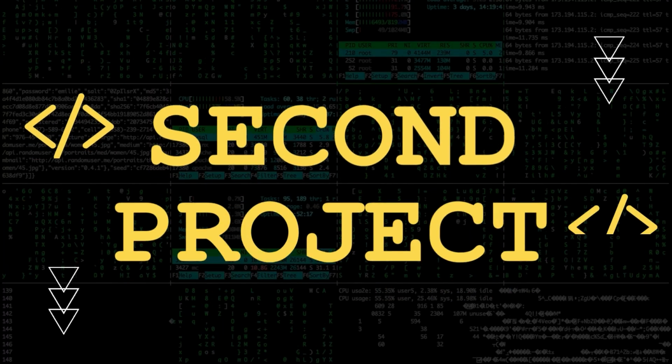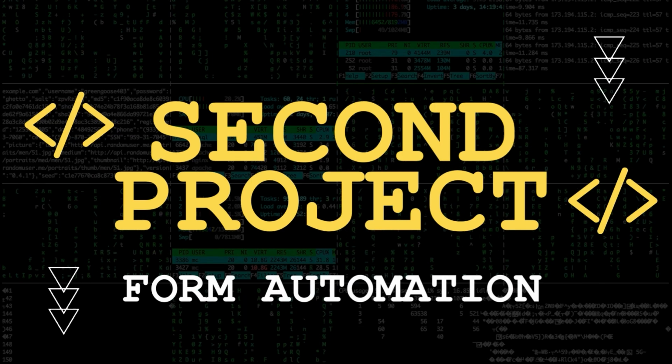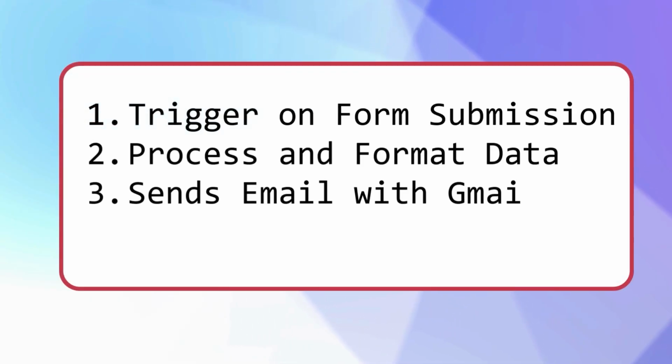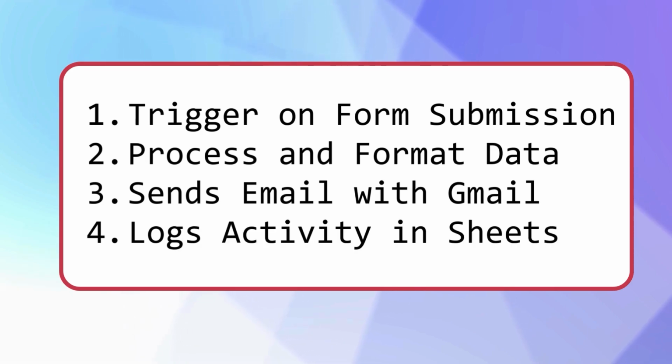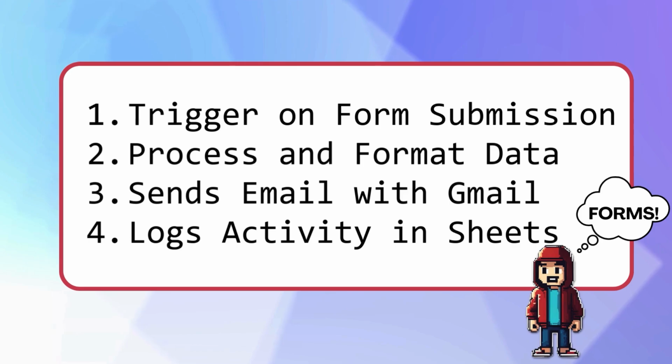Okay, great job of getting your feet wet with your first automated workflow. So now we're going to go into our second project to learn a little bit more, called form automation. We're going to be using Typeform for a trigger on a form submission, process and format that data, then send that as an email through Gmail and log that activity in Google Sheets. We have a few things to do here, and you're going to learn a little bit more about different types of nodes that n8n offers to really help out in the automation workflow. Let's go ahead and get started.